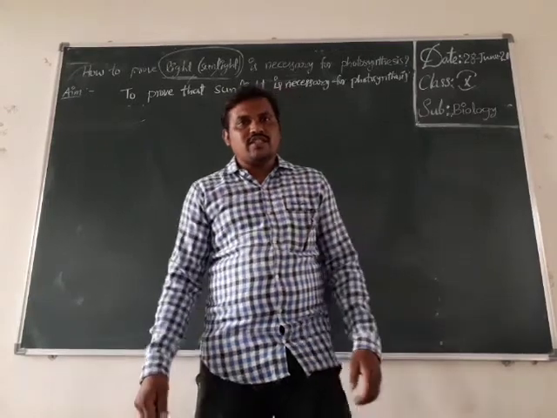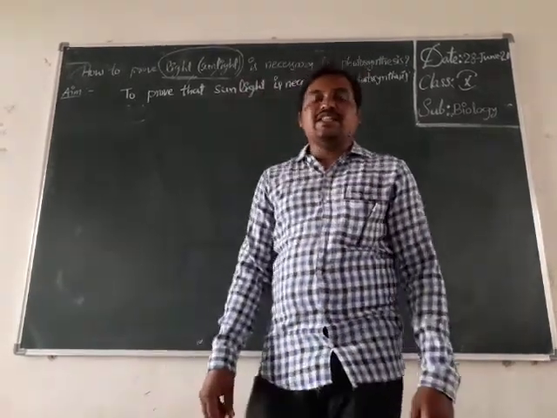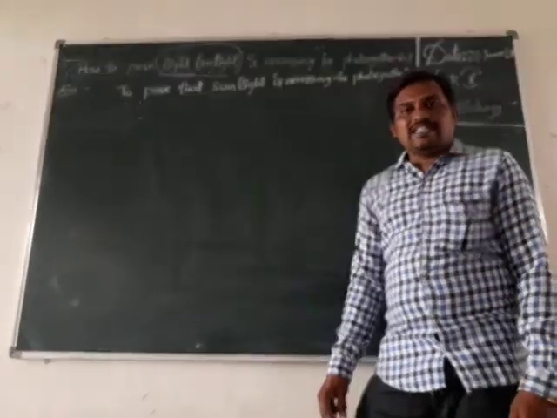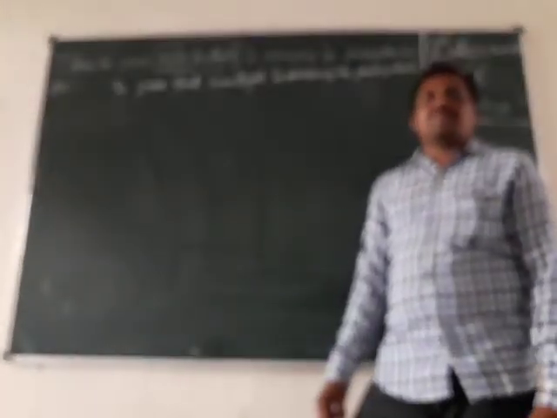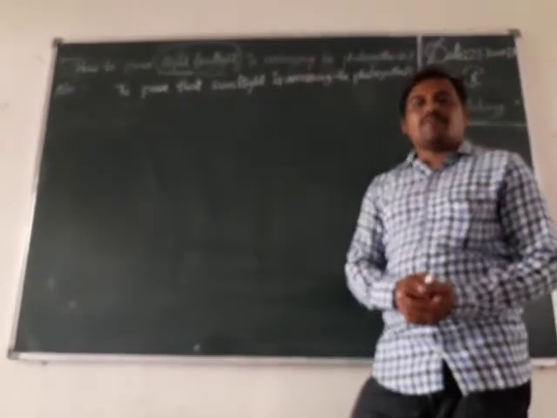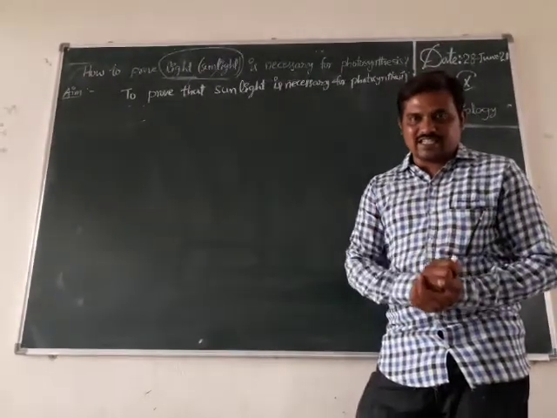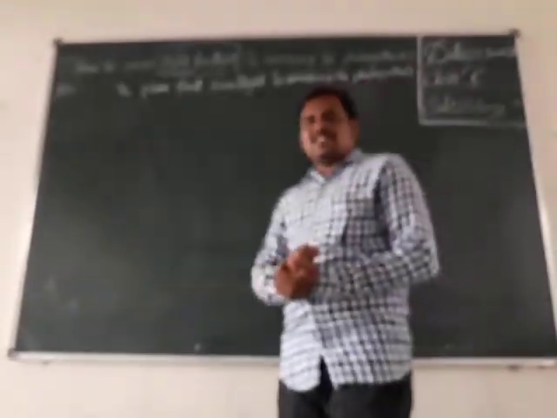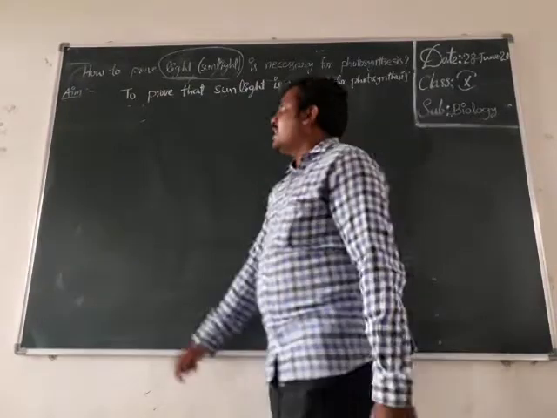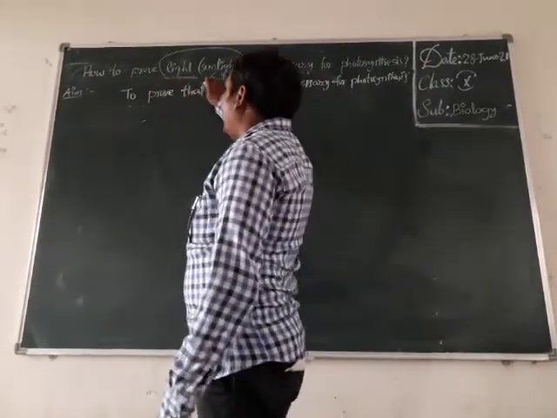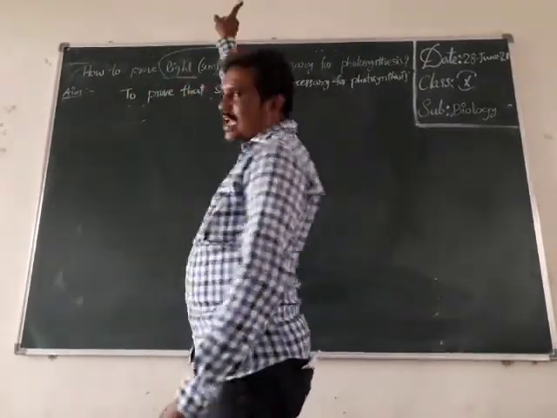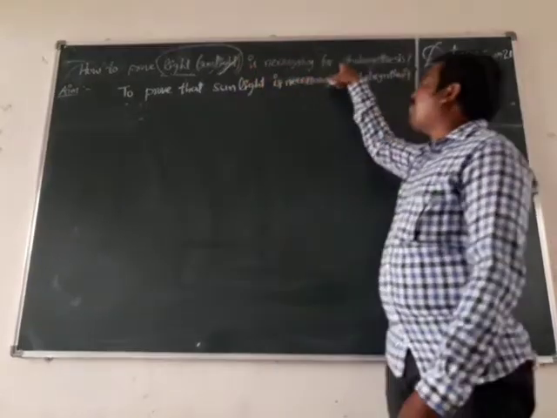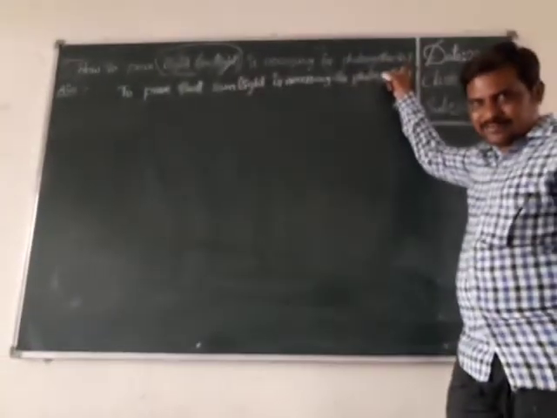Good morning, students. In the previous class, we discussed that oxygen is evolved in the presence of sunlight from the process of photosynthesis. But now in this class, we will discuss how to prove that light, that is sunlight, is necessary for photosynthesis.